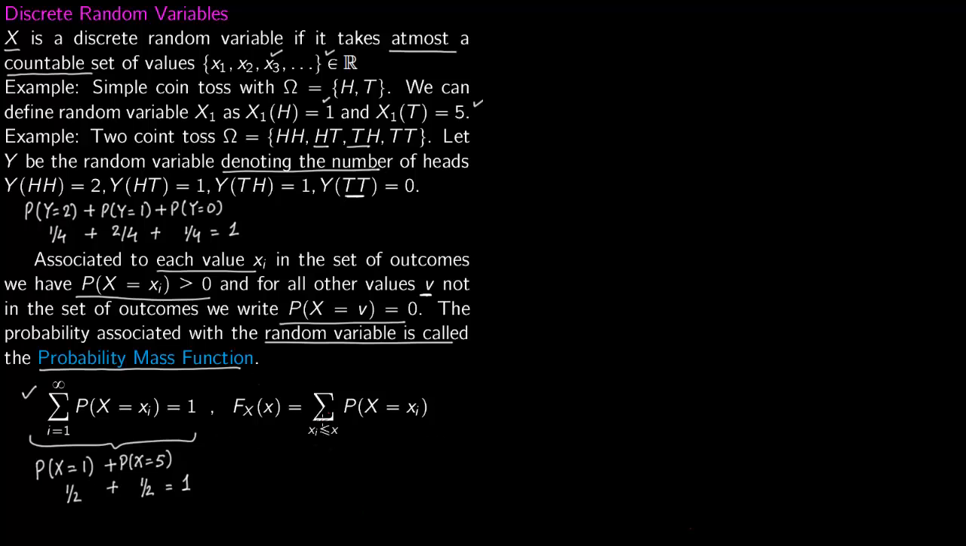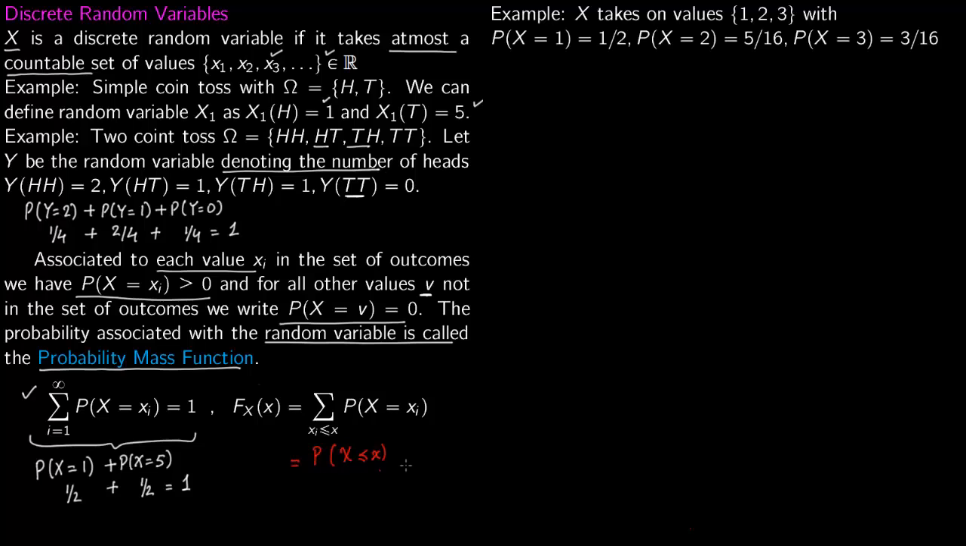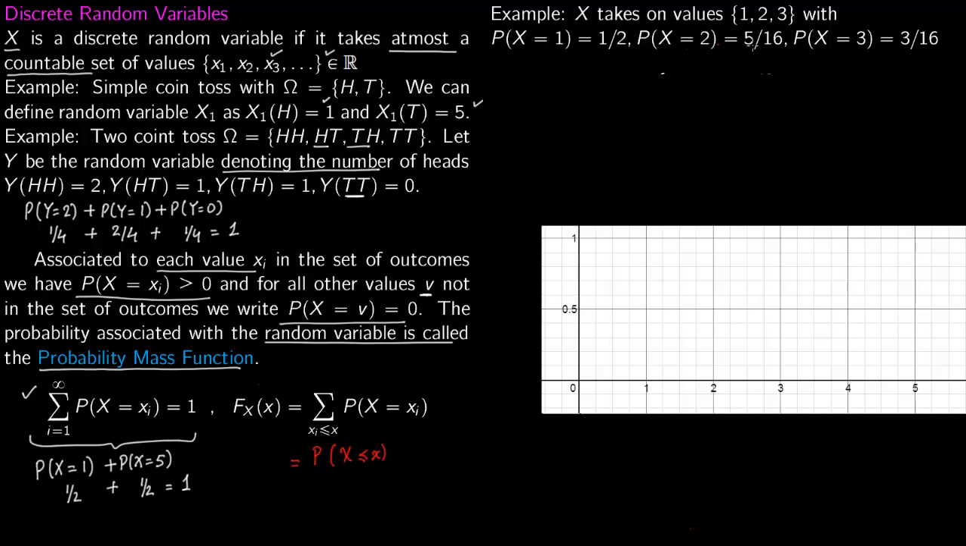So this is basically equal to probability of capital X less than or equal to small x. So you basically pick out all the xi's which are less than or equal to this small x, which is a real number, and add them up. So this will be clear in an example. Say this random variable X takes on 3 values 1, 2 and 3. The probabilities are: probability X takes on 1 is half, probability X takes on value 2 is 5 by 16, probability X takes on value 3 is 3 by 16.